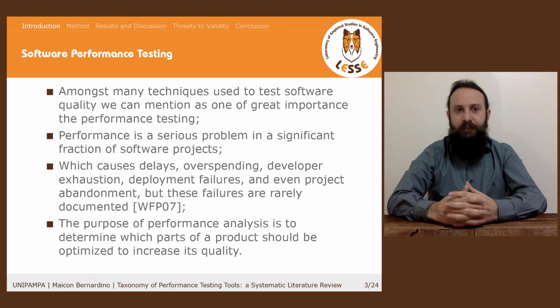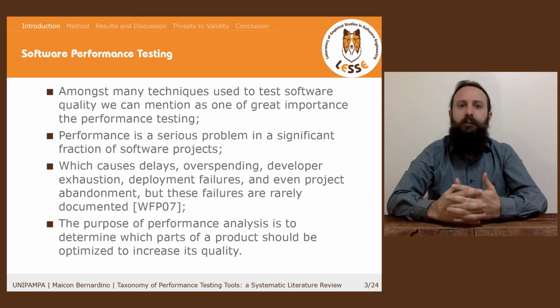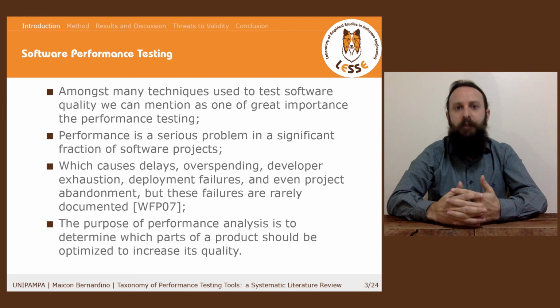Software performance testing. Among many techniques used to test software quality, we can mention as one of great importance performance testing. By conventional wisdom, performance is a serious problem in a significant fraction of software projects, which causes delays, overlapping, developer exhaustion, deployment failure, and even project abandonment, but these failures are rarely documented. The purpose of performance analysis is to determine which parts of a product should be optimized to increase its quality.